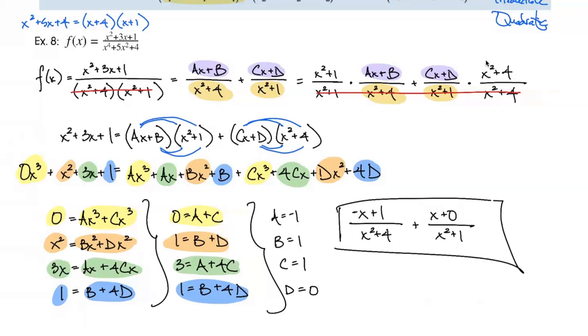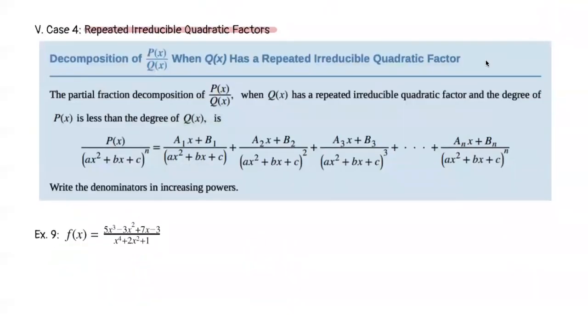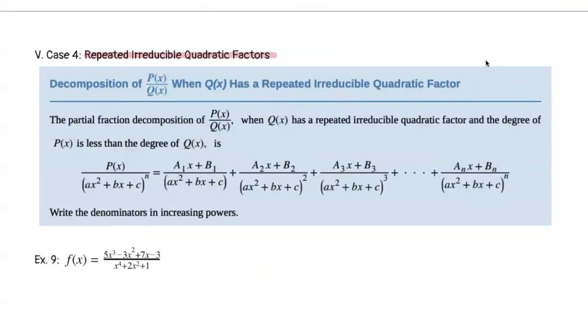All right, so let's move on to our last case here. We're looking at repeated irreducible quadratic factors. This is very similar to the repeated linear factors: if we have a quadratic factor that pops up more than one time, the numerators are still linear. Okay, the numerators are still linear.